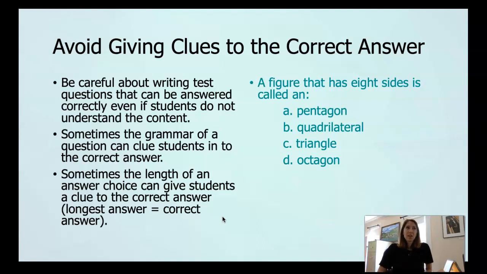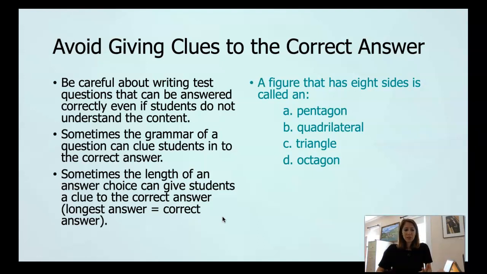So another thing you also want to think about is to make sure that your answer choices are approximately the same length, because some students might just assume that the longest answer choice is going to be the correct answer choice, and that's not necessarily the case. You really want to assess students on what they know, not how well they can guess. So you want to just keep that in mind. Try to keep your answer choices approximately the same length when you're constructing a multiple choice question.